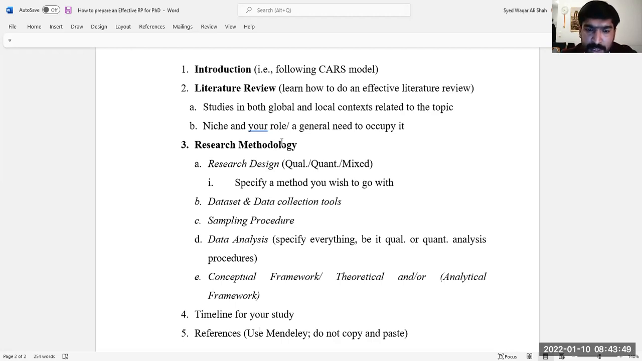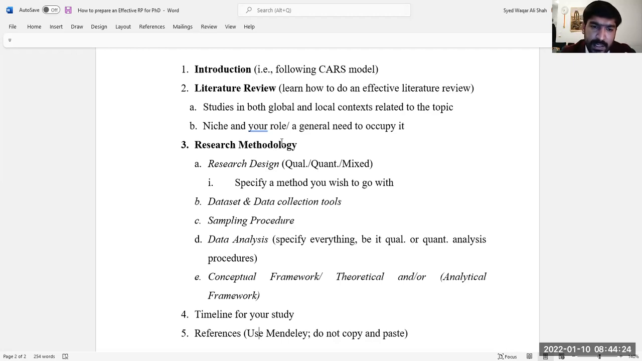So research design should be clearly defined, whether it's qualitative, quantitative, or mixed method. And within that, what kind of particular method you are going for, whether it's action research, ethnography, or maybe you want to go for narrative inquiry studies, narrative analysis, or document analysis. So be clear about the particular method that you would be selecting in your study, and you have to mention and give justification for that as well.